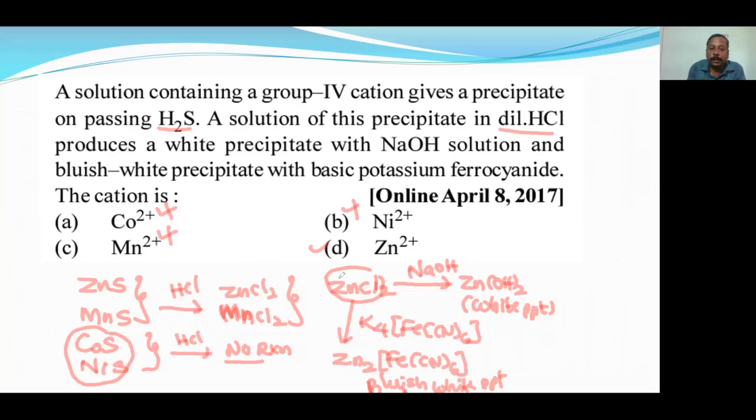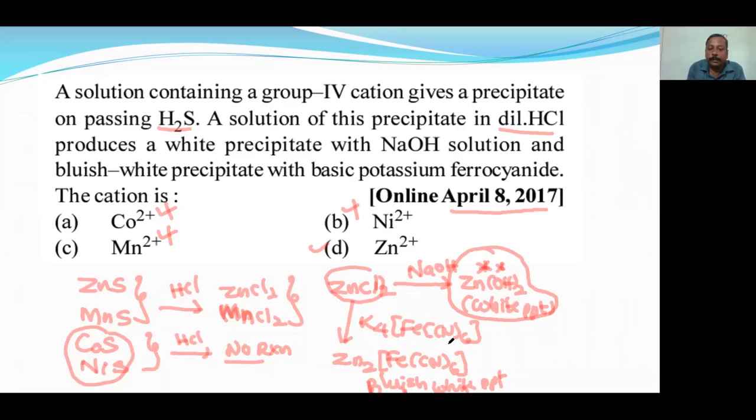But further information for this: it is a previous question, online April 8th 2017, but the same question will not be repeated. So you should have in and around explanation of that concept. NaOH, when treated, is going to form a white precipitate. Zinc hydroxide is a white precipitate. Like this, you will start remembering. When you go through the solution, you will start remembering the new things.